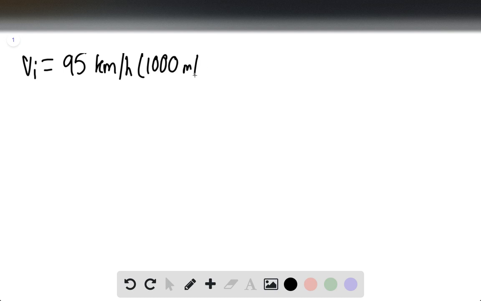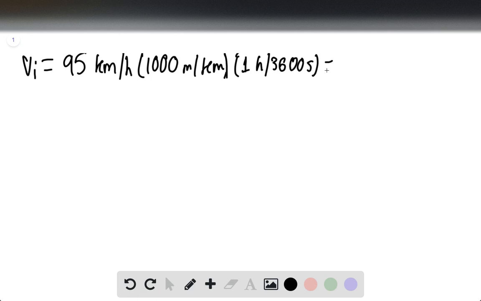So in order for the G's to be less than 30 G's, by what distance should the car crumple in order to save the passenger inside in the event of a car crash? So we have an initial velocity equaling 95 kilometers per hour, and then this is 1,000 meters per kilometer times 1 hour for every 3,600 seconds.